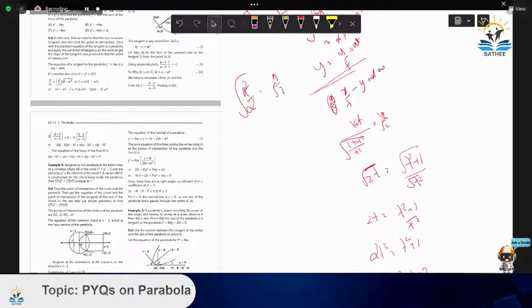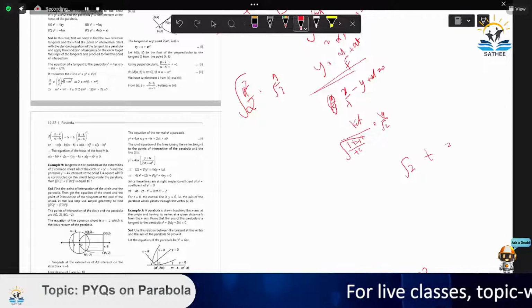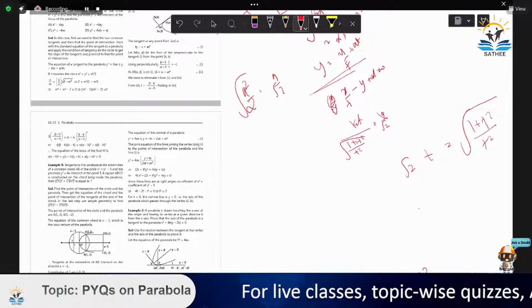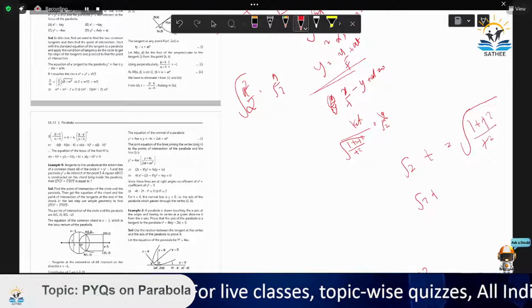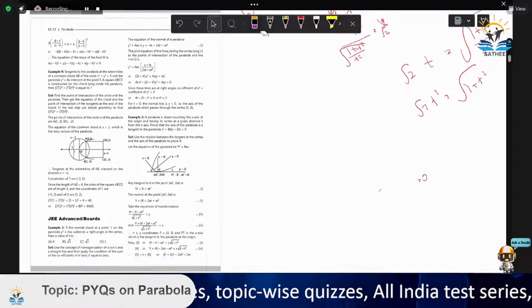Acha, I had a mistake again, guys. What am I doing these days? I'm completely fine though. So we are canceling the A, right? So I'm left with root 2 times, and T is not in the root. So I forgot that part. 1 plus T square upon T square. So I'm left with 2 times T square is equal to root of 1 plus T square.